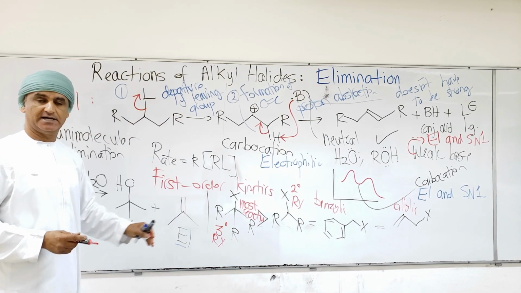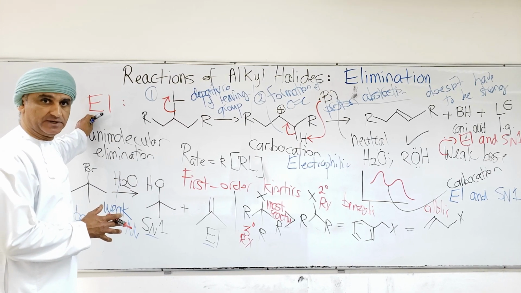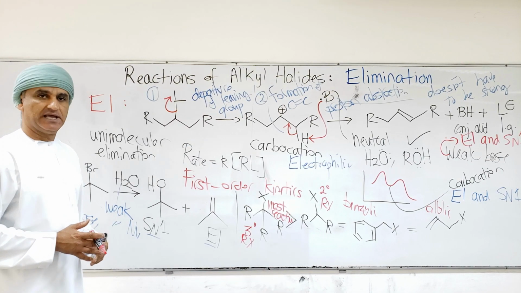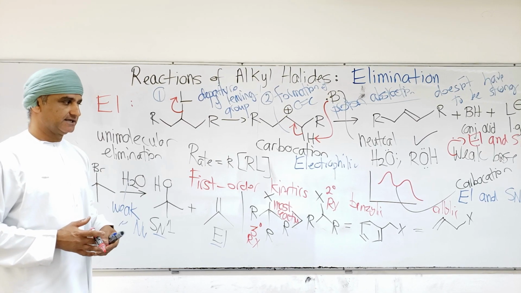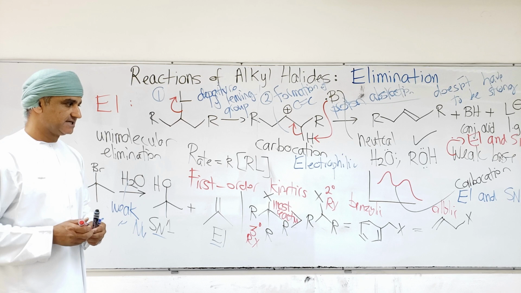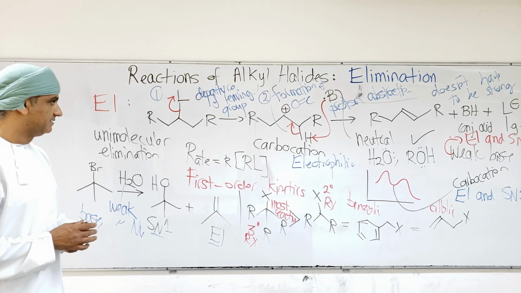Tertiary alkyl halides or tertiary substrates are the most reactive in E1 reactions, followed by the secondary alkyl halides, and similar to benzylic and allylic alkyl halides. Primary alkyl halides are the least reactive in this case.